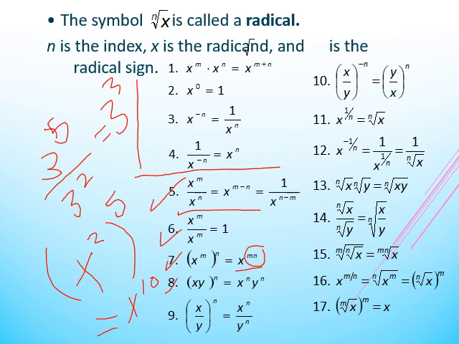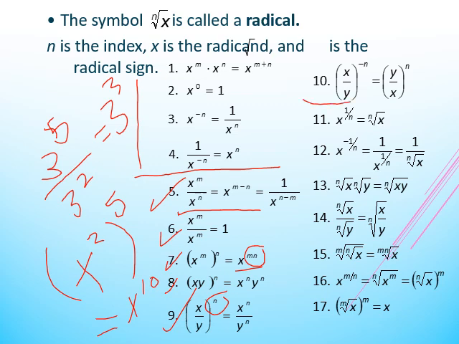Rule 8, where we have x times y all to the power n, we can use the distributive property to distribute the n power to x and y, because we have two different bases. So it will be x to the power n times y to the power n. The same for the fraction, we can distribute the n power to x and y. So x over y all to the power n is equal to x to the power n over y to the power n.